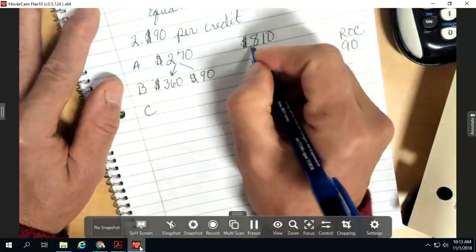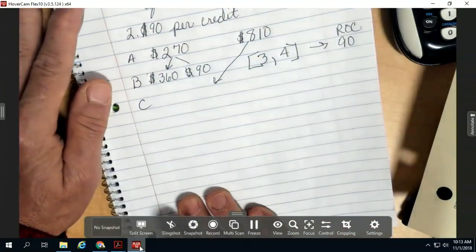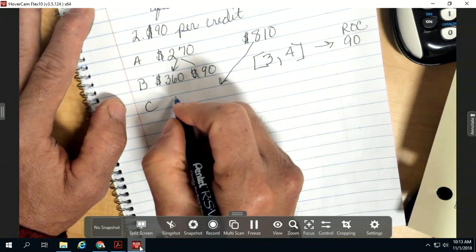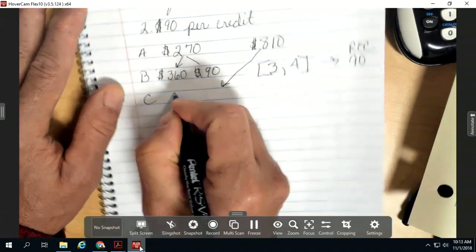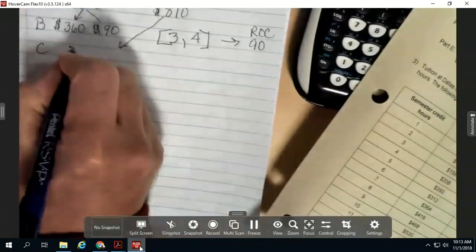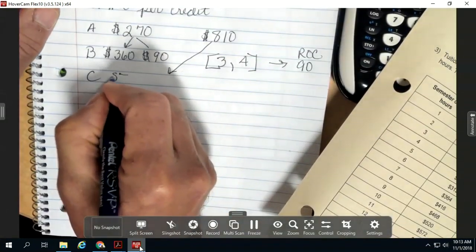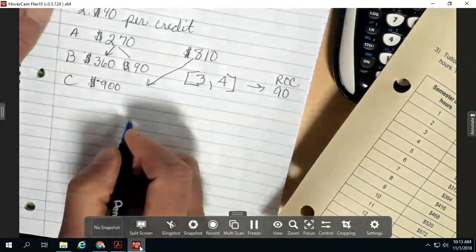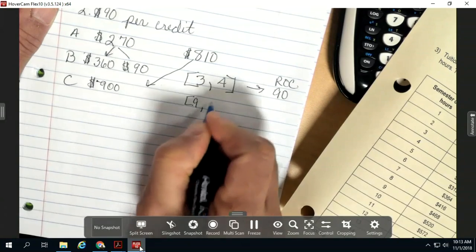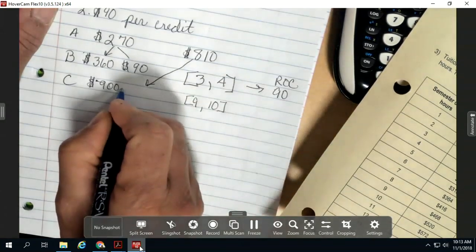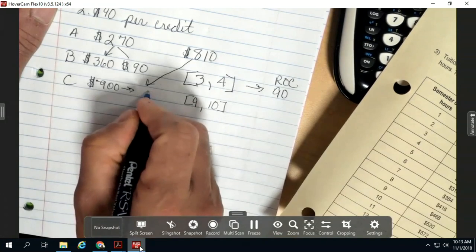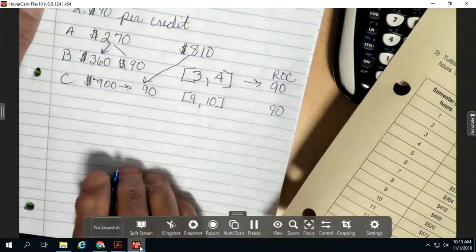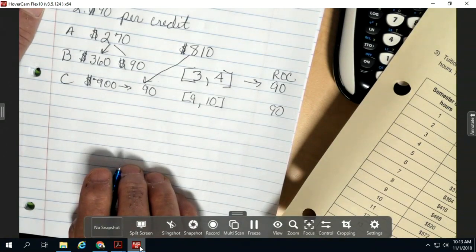Mata signed up for 9 credits and decided to take an additional 1. So how much was the new tuition? How much was Mata paying? $900. So when you go from 9 credits to 10 credits, how much more did she pay than before? $90. So the rate of their change there was $90.